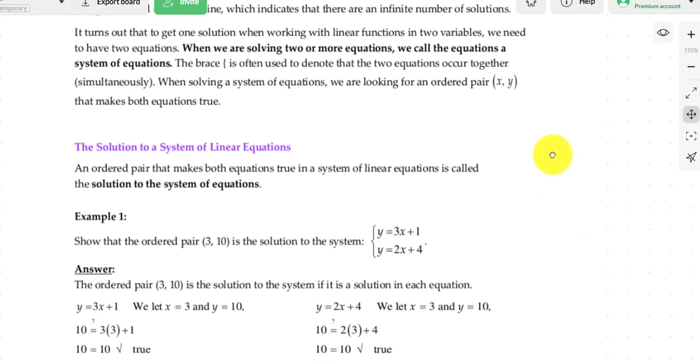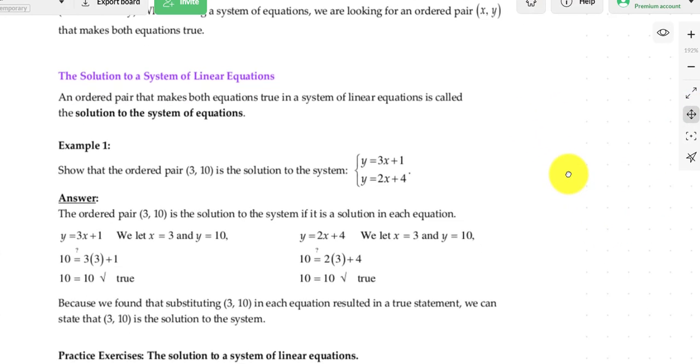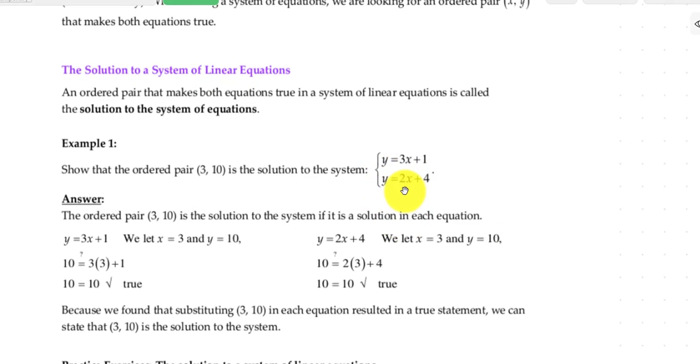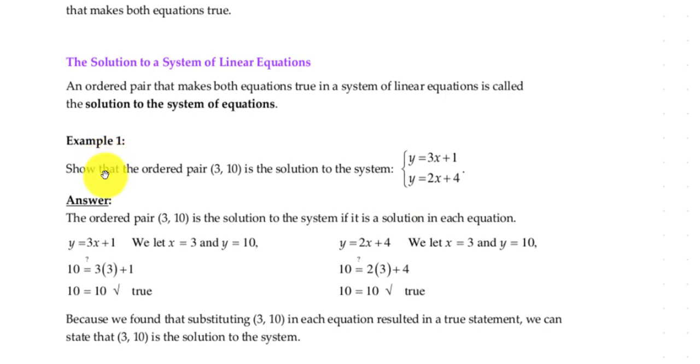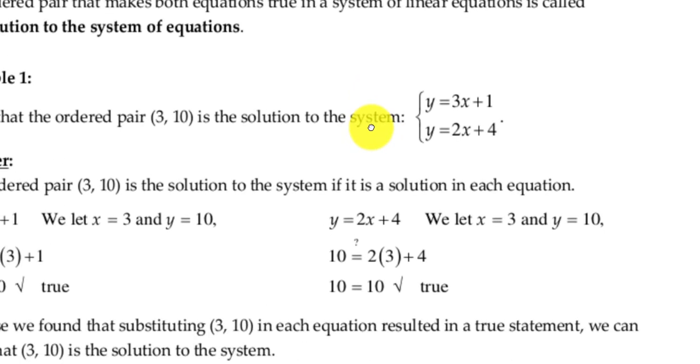So I guess we should probably discuss what a system of equations is. Essentially it's two equations that we're going to solve at the same time. And if you look at this first example, it says show that the pair 3, 10 is a solution to the system. So let's take a look at that.